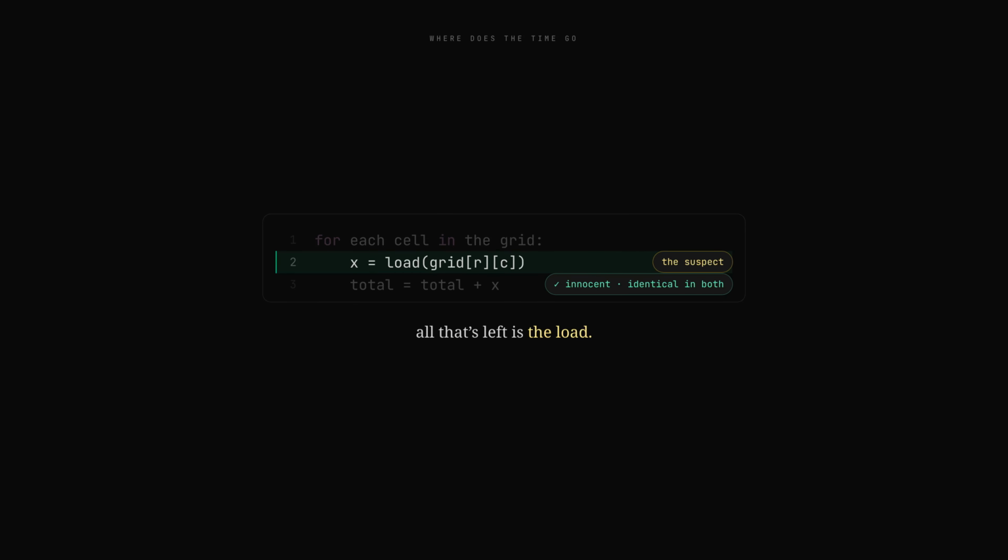Let's narrow down where the time goes. Each pass through either loop does 2 things. It loads 1 integer from memory, and it adds that integer to a running total. The additions are identical in both versions. Same operation, same count. So the adds are innocent. All that's left is the load.